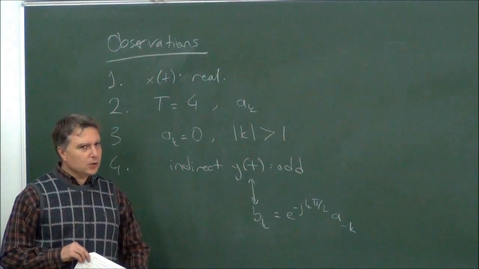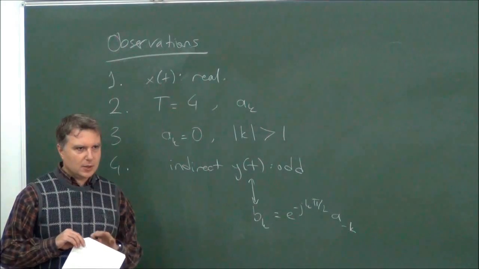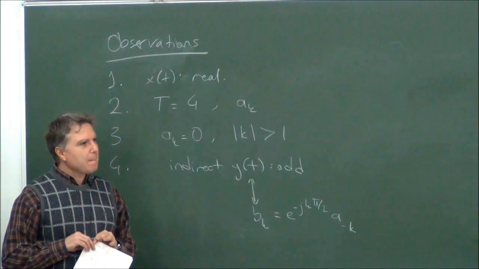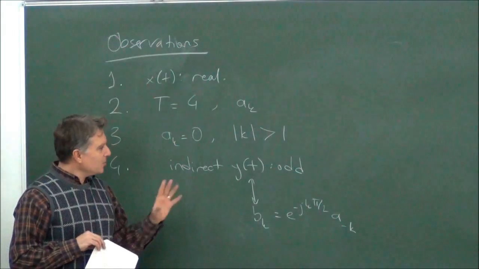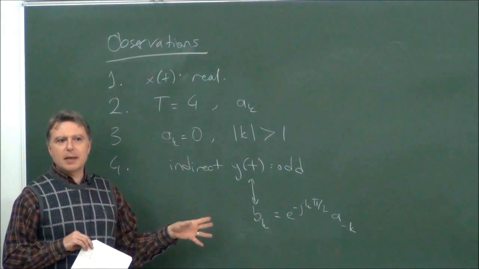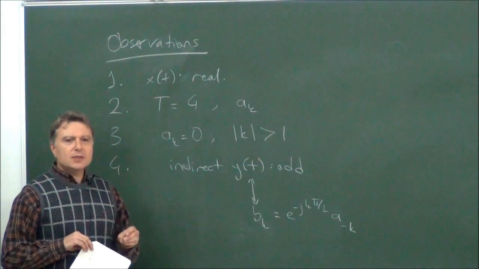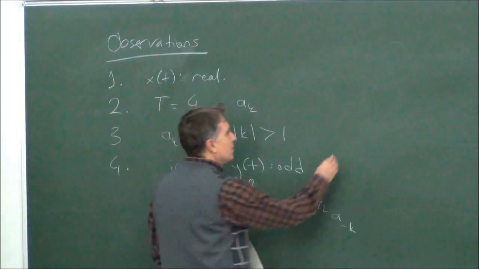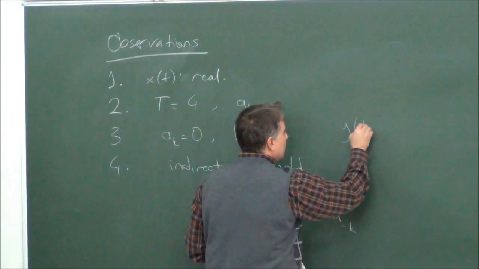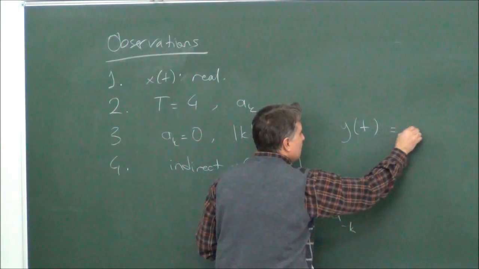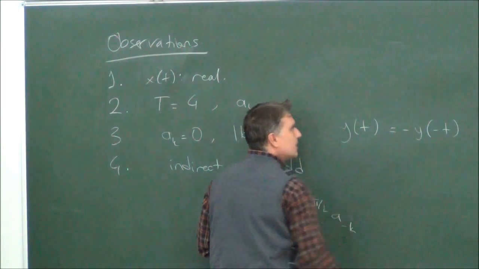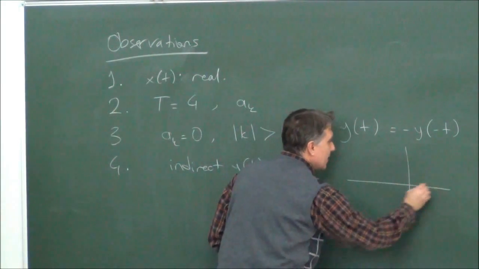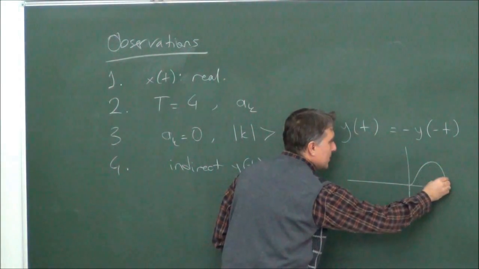If some signal is odd, can it have a DC coefficient? That's the first observation that you start making. An odd signal can never have a DC coefficient because it says y of t is equal to minus y of minus t. That is an odd signal. For example, a sine is an odd signal.